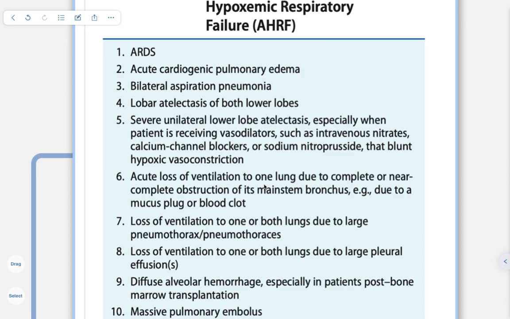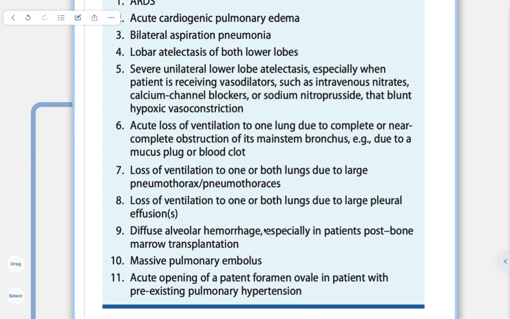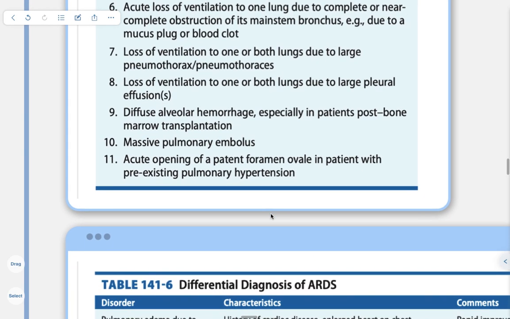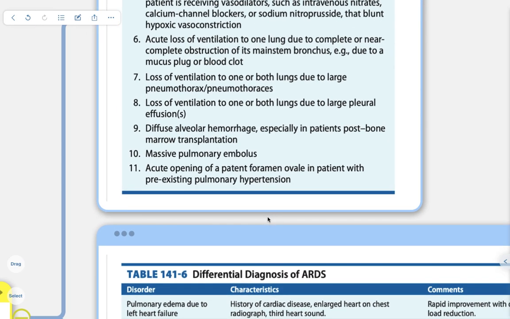Acute loss of ventilation to one lung due to complete or near complete obstruction of the main stem bronchus, loss of ventilation to one or both lungs due to large pneumothoraces, loss of ventilation to one or both lungs due to large pleural effusion, diffuse alveolar hemorrhage, especially in patients post bone marrow transplant, massive pulmonary embolus, and acute opening of a patent foramen ovale in patients with pre-existing pulmonary hypertension.